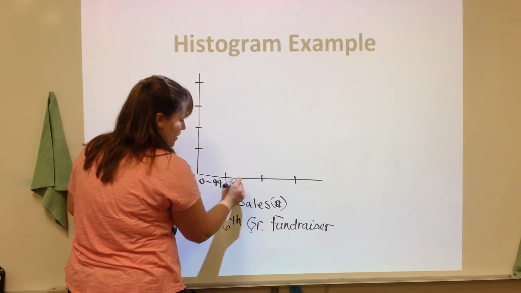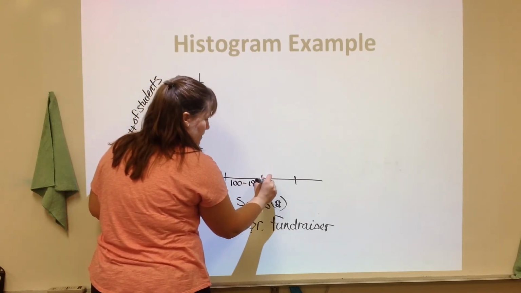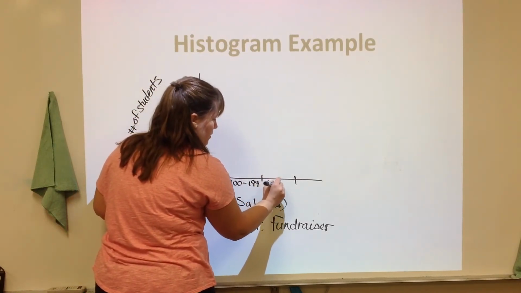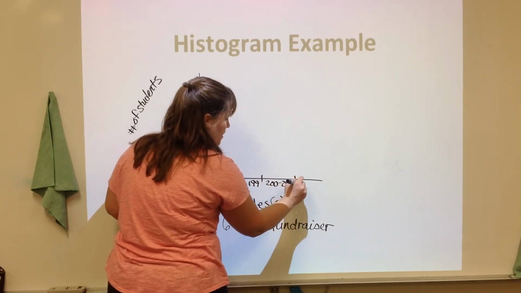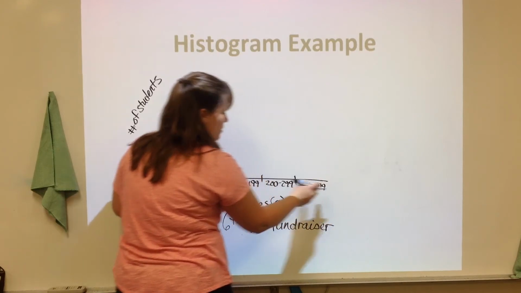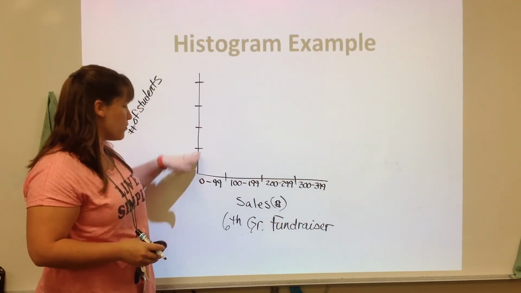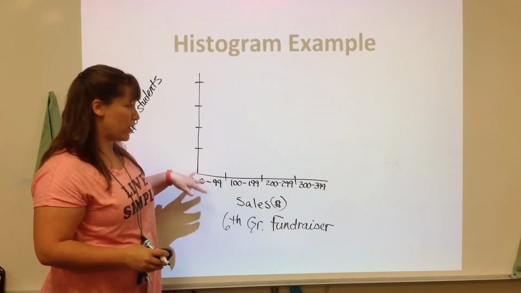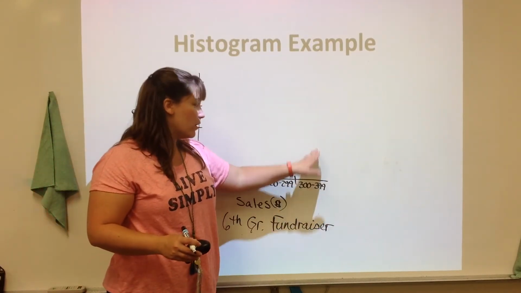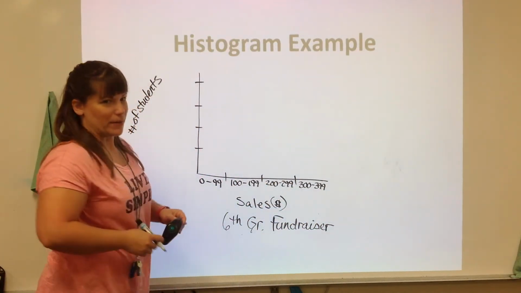And now the second interval is going to be 100 to 199. And then we're going to have 200 to 299. And then 300 to 399. So these are the possibilities of falling in different categories. Are you going to sell a little bit and be in this category? Or are you going to go crazy and sell close to $400 worth of candy bars? Go for it, but your parents will be happy.